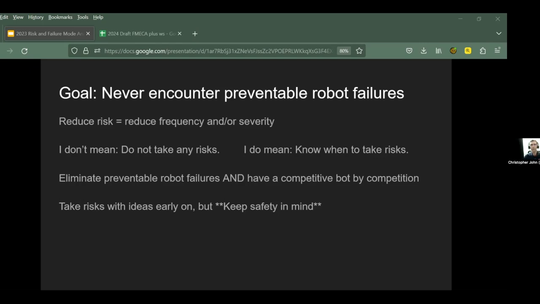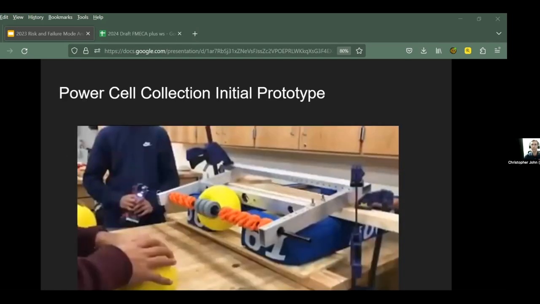We don't want to do detailed engineering on our prototypes. We just want to see if different concepts can work. As an example, check out this very janky looking but very purposeful prototype. You can see a cobbled together collector frame. You can see the handheld drill running the collector in the back. You can see the human hands that are feeding the power cells into the collector. You can see a couple of clamps just kind of holding the collector in place on top of the bumpers.